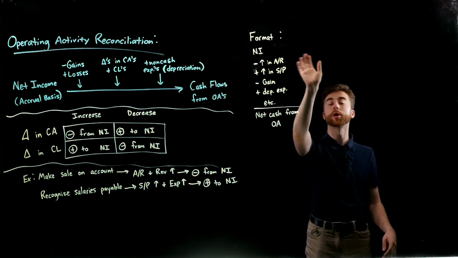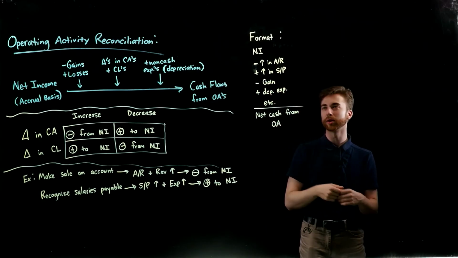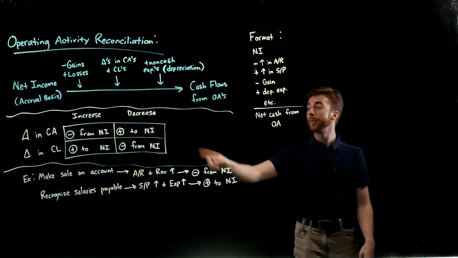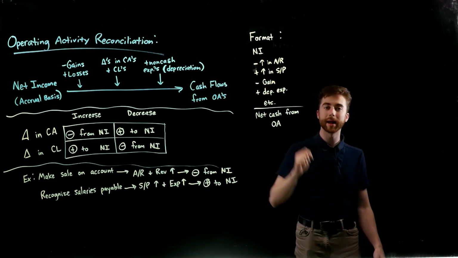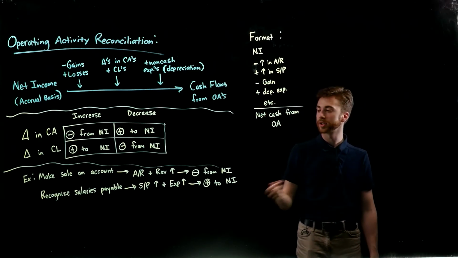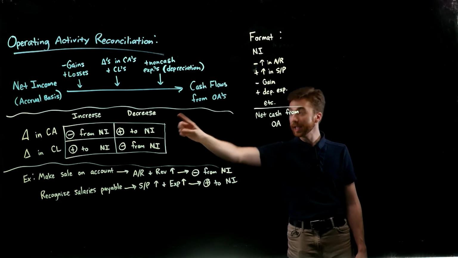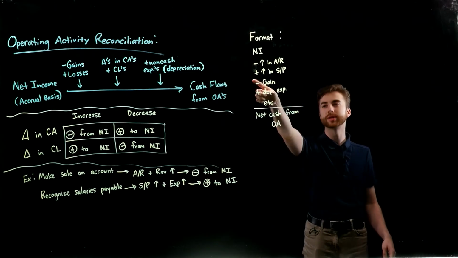We're going to start with our accrual basis net income right here. These are just two examples directly from right here, where we had an increase in accounts receivable. Because that was an increase in a current asset, we subtract it from our net income to reconcile to our operating cash. Then when we have an increase in our salaries payable, which is what we had right here, an increase in a current liability means you add it to your net income, which is exactly what we do.